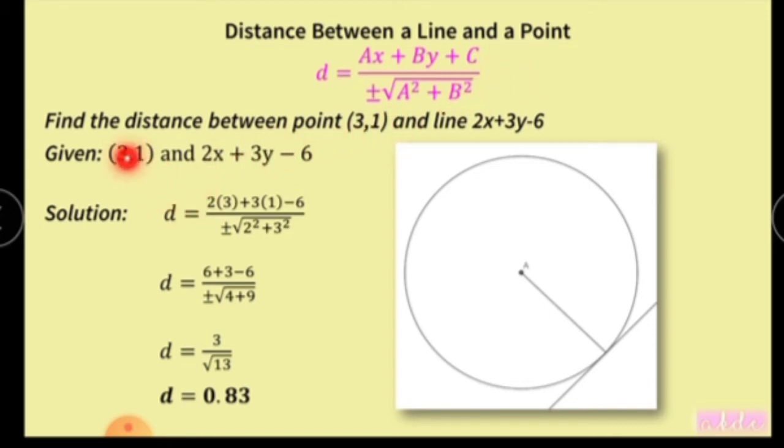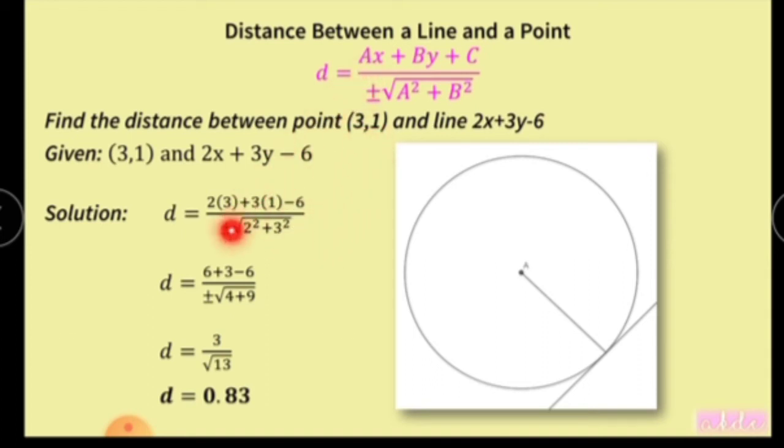So let's try to find the distance between the point (3, 1) and the line 2x plus 3y minus 6. Our x and y here are x is 3, y is 1. And a, b, and c can be found in this line. A is the numerical coefficient of x, which is 2. B is the numerical coefficient of y, which is 3, and c stands for the constant. So we have a is 2, b is 3, and c is negative 6, and we have x is 3, y is 1.